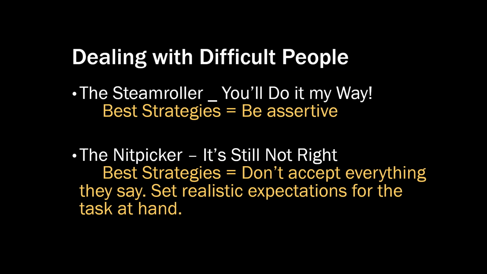Let's start first of all with the steamroller. You will do it my way. The best strategy with a steamroller is to be assertive, because many times a steamroller is just that. It's going to flatten you out, roll over you, go right past you. But if you're assertive, that slows the steamroller down, and the whole idea about doing it my way is put on hold.